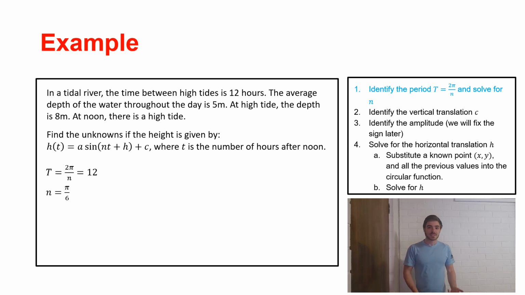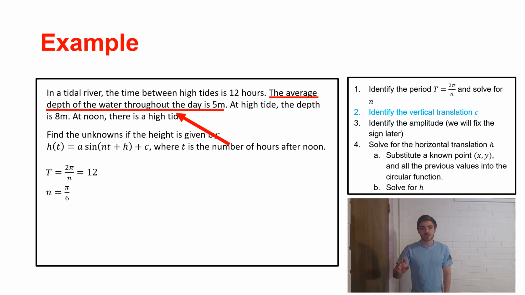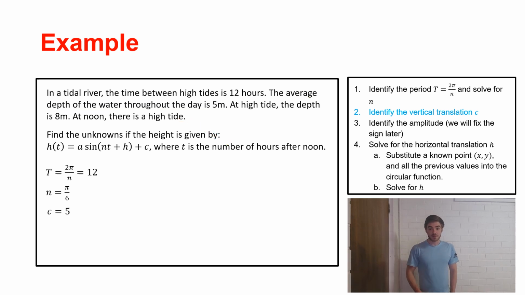From there, the next easiest thing to do would either be to find the amplitude or the vertical translation of your circular function. They're pretty much just as easy as each other, so for the purposes of this video, we're going to start by finding out the vertical translation. We're told that the average depth of the wave is going to be 5 meters. That's another way of saying that the average value of the circular function, or the mid-level of the circular function, is 5 meters. Hence, c is going to be 5. If you aren't flat out told what the vertical translation is, then you could always calculate it by finding the midpoint between the peak and the trough, if you have that information.